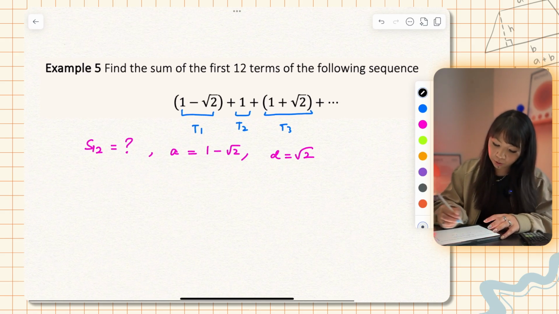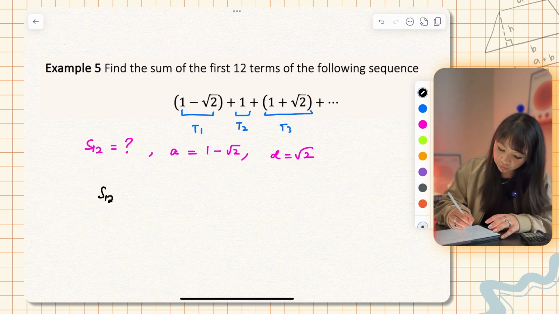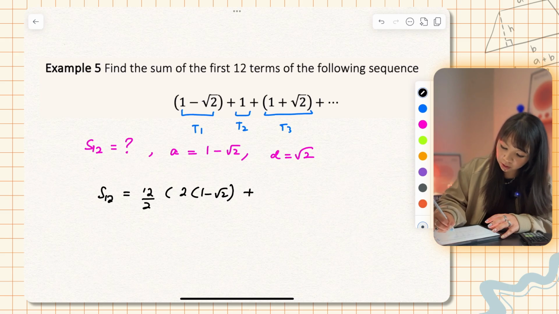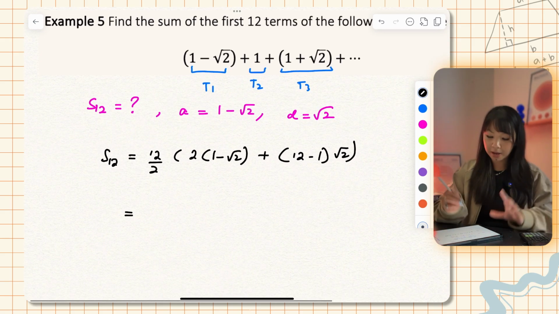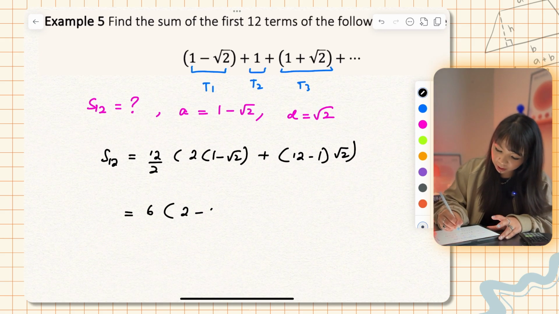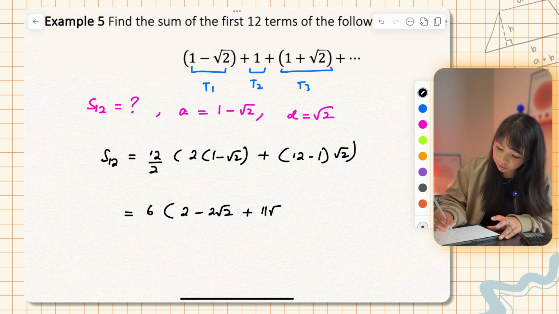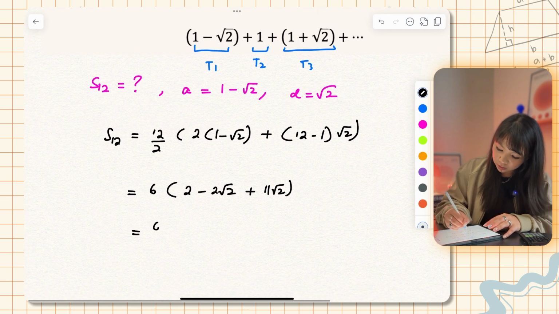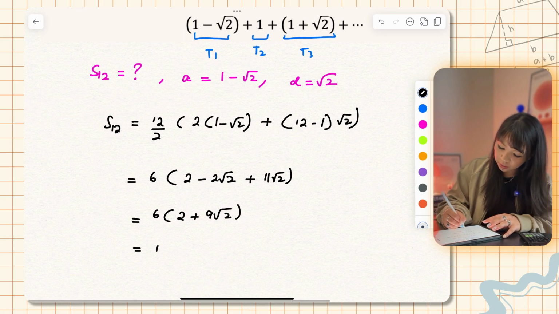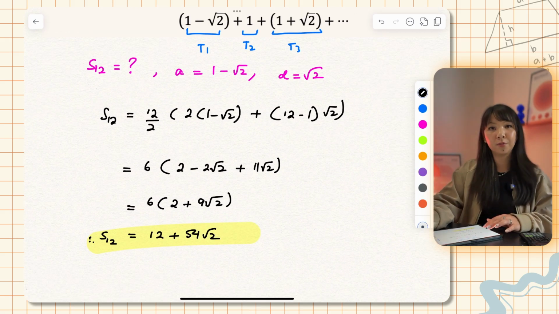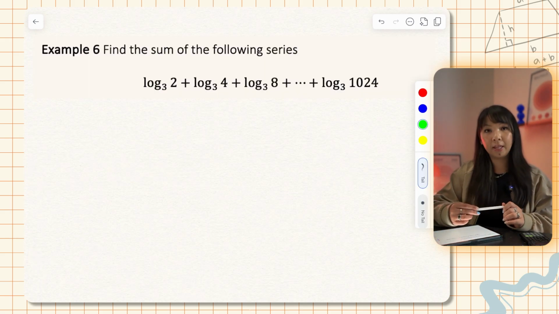Okay, perfect. So now if I want to plug it in, we're going to get S12 equals n over 2, (2a plus (n minus 1) times d), where n is 12. So now let's expand it and simplify. There's going to be 6 (2 minus 2 root 2 plus 11 root 2). 6 bracket 2 plus 9 root 2. And now this becomes 12 plus 54 root 2. Beautiful.